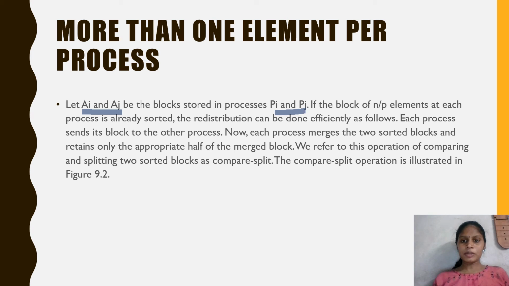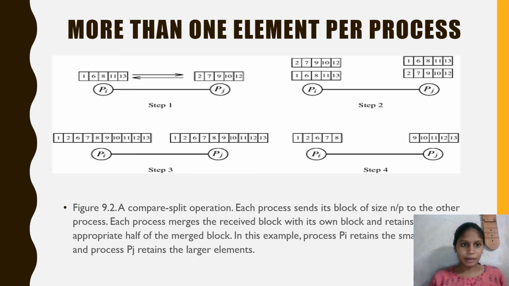If the block of n/p elements at each process is already sorted, then the redistribution can be done efficiently. Each process sends its block to the other process. Now each process merges the two sorted blocks and retains only the appropriate block. Let's discuss with an example. In this example, we have two processes and 10 elements, and the elements distributed among the two processes are n/p, which is 10/2.